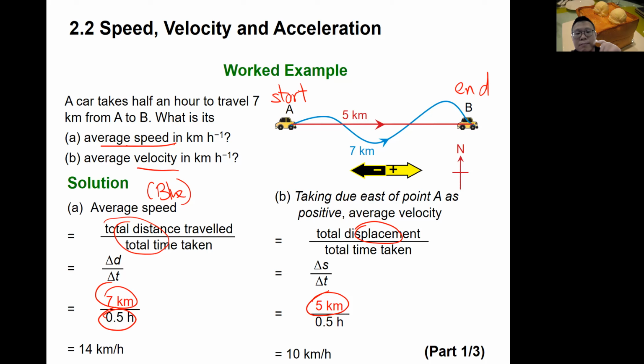Time taken is half an hour. This is the physical time I've taken, for the entire journey, regardless of path, because the question says I take half an hour. So now if you do the math, you'll find that the average velocity is 10 kilometers per hour.